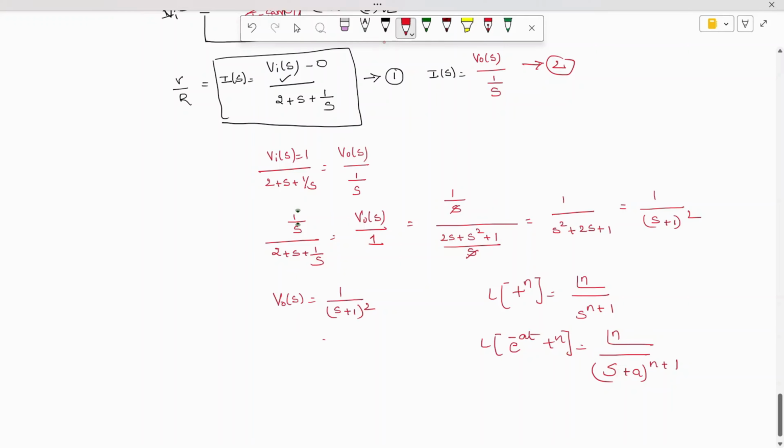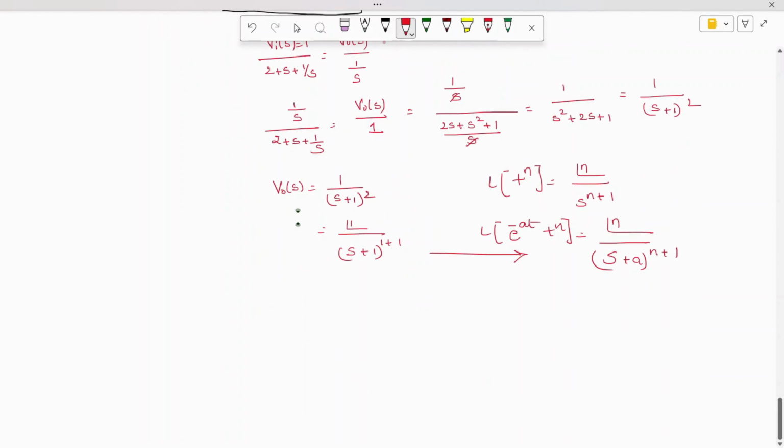So when you expand this in that format, 1 factorial divided by s to the power 1 plus 1. Both are the same. So when you see here, the value of a is 1. So I can write down this as t to the power n. So n value is how much? Here n is equal to 1. Okay. So this n value is equal to 1.